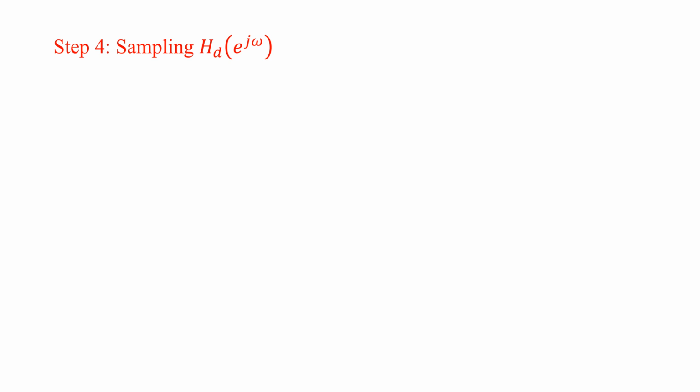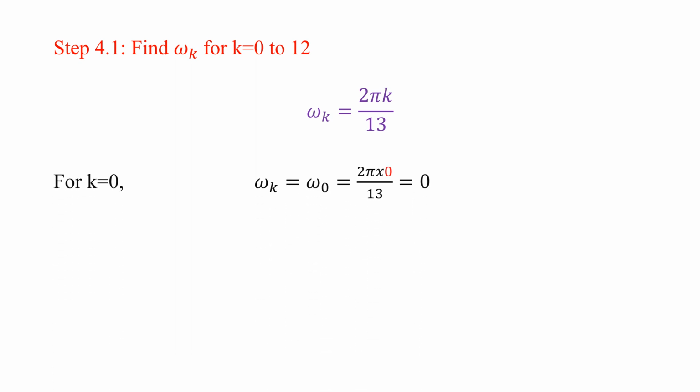Now the next step is we have to find the sampling of the desired frequency response. The formula is given. We have to find omega k for k value from 0 to 12. First let us take the formula for omega k. In that formula, to get omega naught, we substitute k is equal to 0. Similarly, we have to find omega k up to k is equal to 12. So here omega 12 is equal to 24 pi by 13.